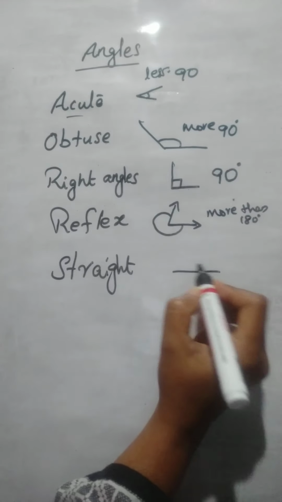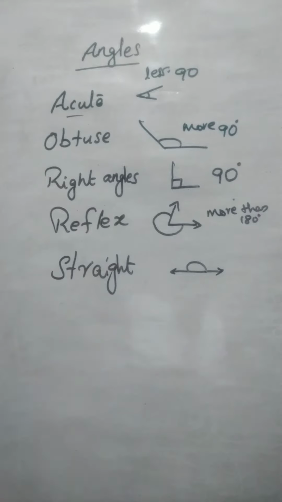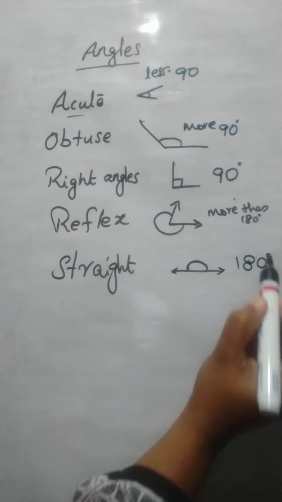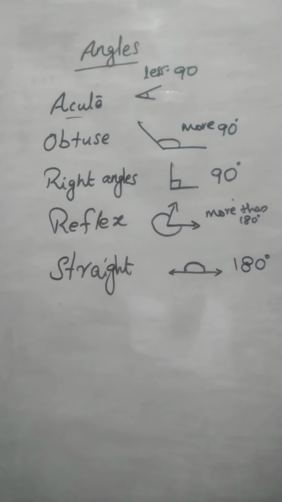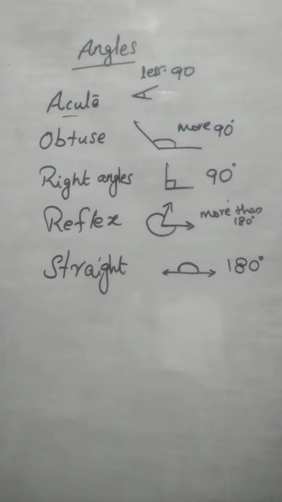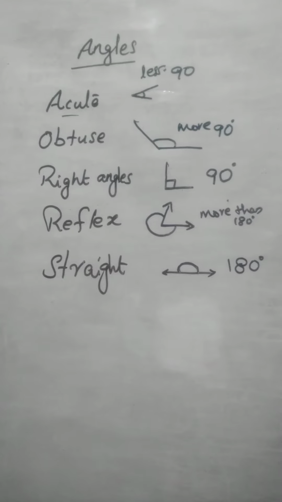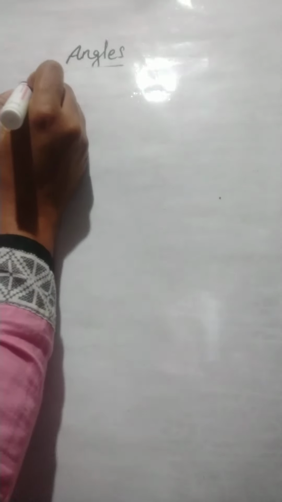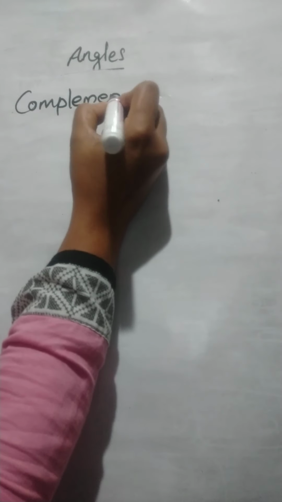straight angle. It looks like a straight line, and these angles are 180 degree. So we can say these are the types of angles. Again, different types are there. Okay, these types of angles we have studied last year. This year we will study complementary angles and supplementary angles.